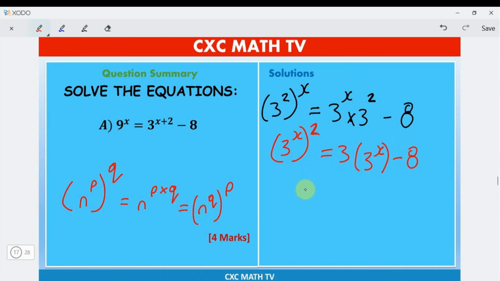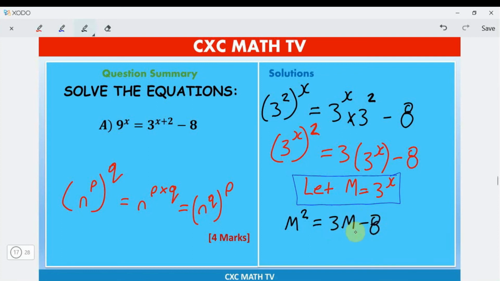Now what if we were to just let m equal 3 to the x? Because that 3 to the x doesn't look too pretty, does it? The 3 to the x can be a little confusing. So if we call m 3 to the x, we're getting m squared is equal to 3m minus 8. So let's bring everything to one side. We end up having m squared minus 3m plus 8, and that is equal to 0.